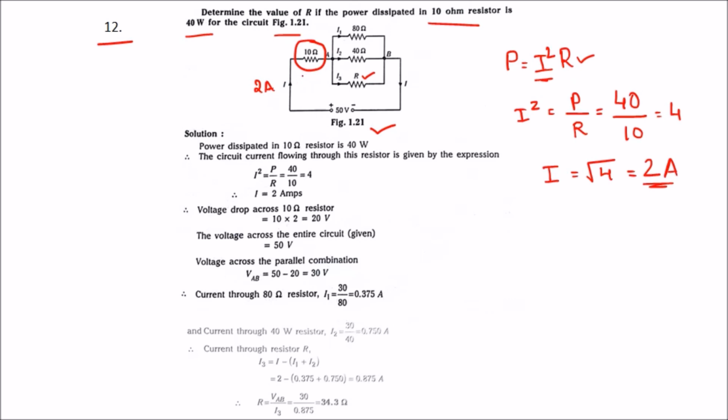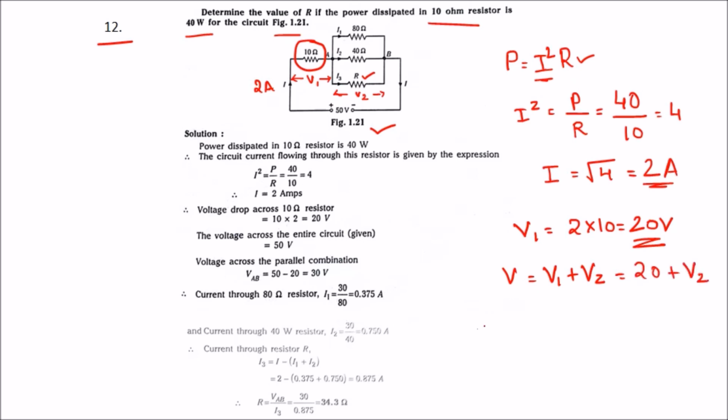Let us find the voltage across this resistance. Let us call it V1 and let us call this voltage V2. As we know, the supply voltage is 50. So let us calculate V1, which is 2 into 10, that is 20 volts. The supply voltage is nothing but V is equal to V1 plus V2. We know V1 is 20 and we need to find V2. Therefore V2 is equal to 30 volts.